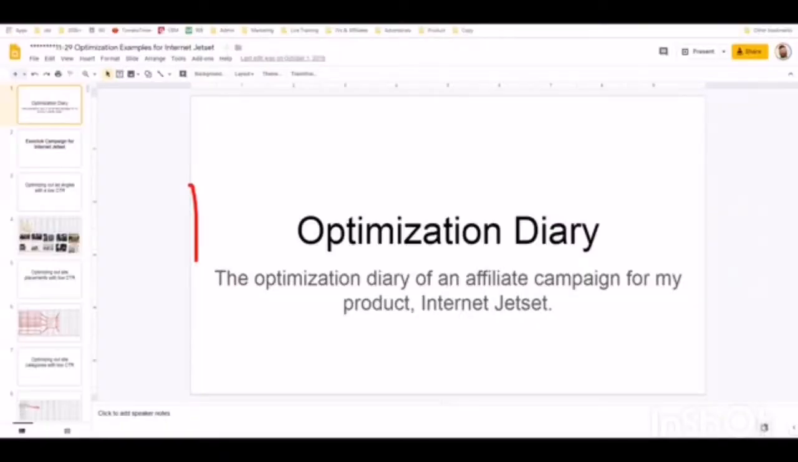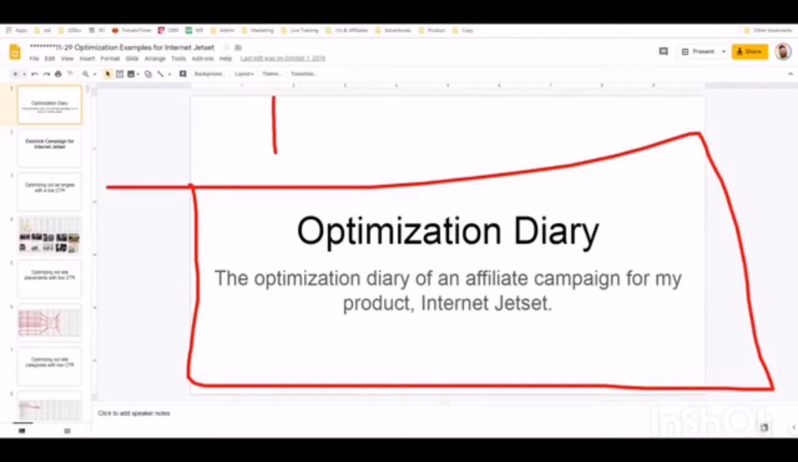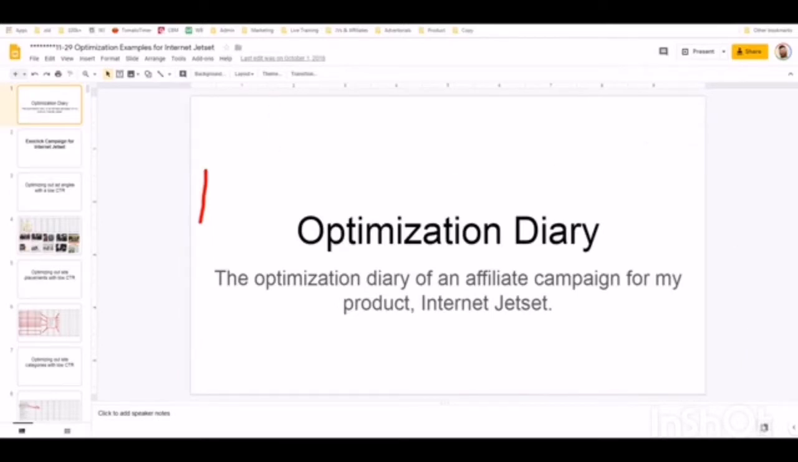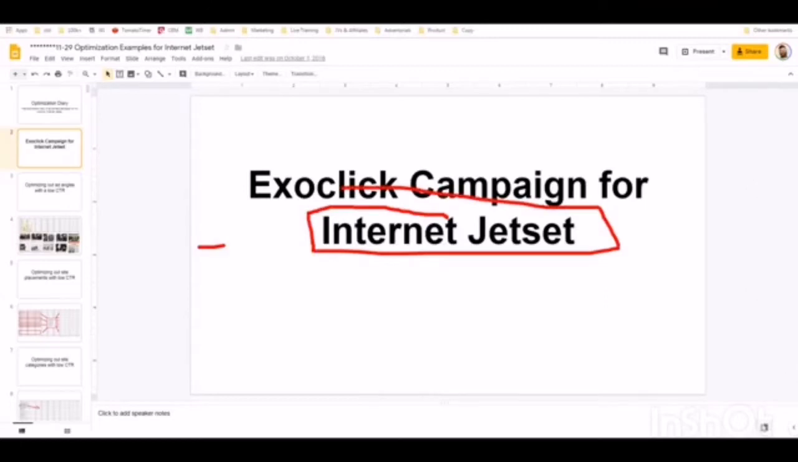Now, I do what's called keeping an optimization diary. So when I'm trying to figure out how to market a particular niche, what I do is I just literally diary about my efforts of marketing my product. So I'm going to go through a couple different examples of marketing my own product, which was an ebook at the time called Internet Jet Set back in 2017. This is the last time I kept an optimization diary because I was just trying to get this up and going. I detailed every optimization I did so I could look back over things and work towards getting that marketing profitable.